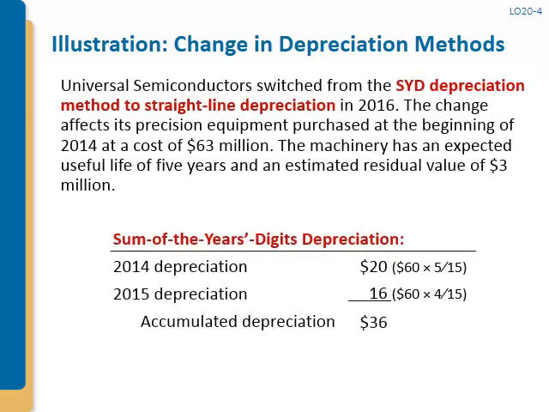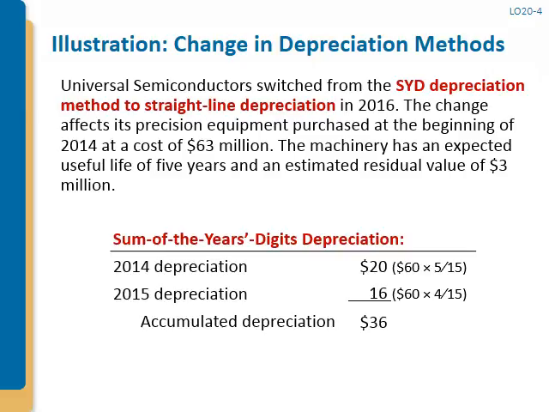For instance, suppose Universal Semiconductors originally chose an accelerated depreciation method because it expected greater benefits in the earlier years of the asset's life. Then 2 years later, when it became apparent that the remaining benefits would be realized approximately evenly over the remaining useful life, Universal Semiconductors switched to straight-line depreciation.